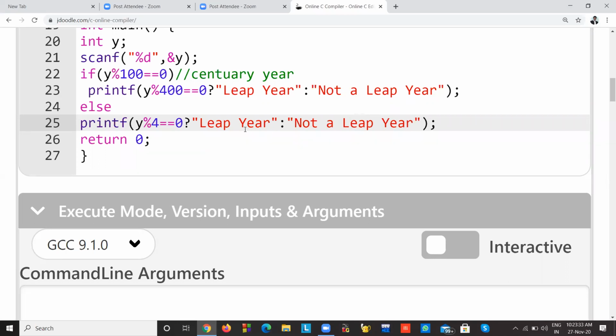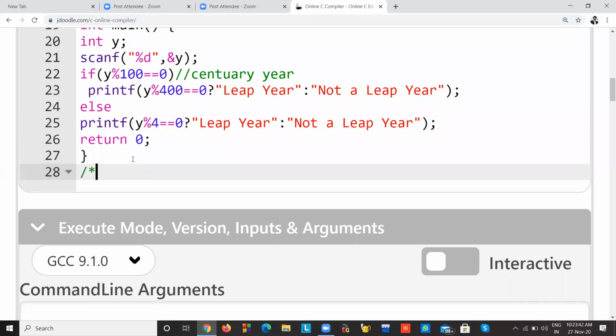So what we need to check is, there are 2 times we are printing leap year, right? Okay, so just check when we are printing leap year.